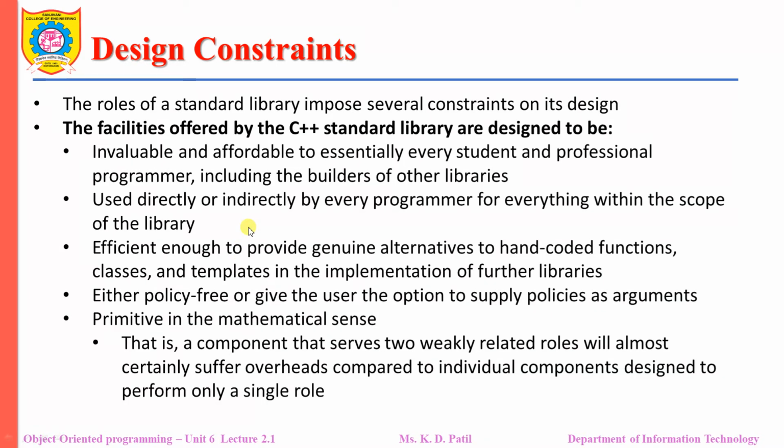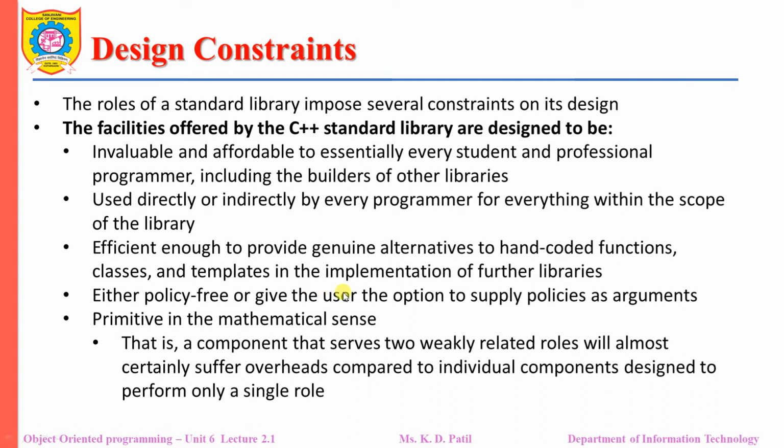Let us see the design constraints of the C++ standard library. As we know, the roles of the standard library impose several constraints on its design, so the facilities offered by the C++ standard library are designed to be invaluable and affordable to essentially every student and professional programmer, including the builders of other libraries. It is designed to be used directly or indirectly by every programmer for everything within the scope of the library. It is designed to be efficient enough to provide a genuine alternative to hand-coded functions, classes, and templates in the implementation of further libraries.